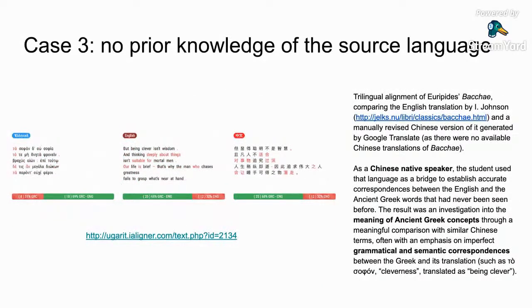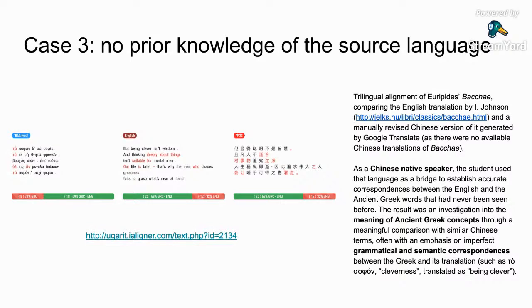This other student was a Chinese native speaker who used Chinese and English as means of comparison against a text in ancient Greek. This was one of the sections of Bacchae of Euripides.